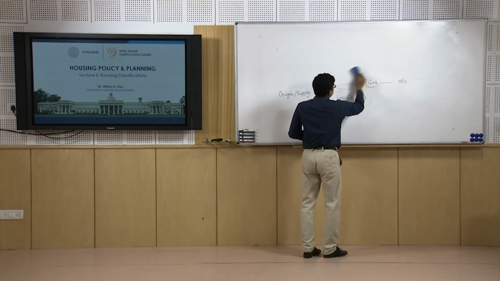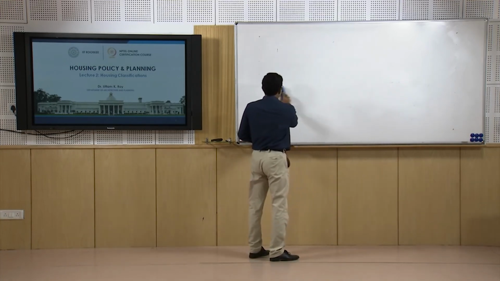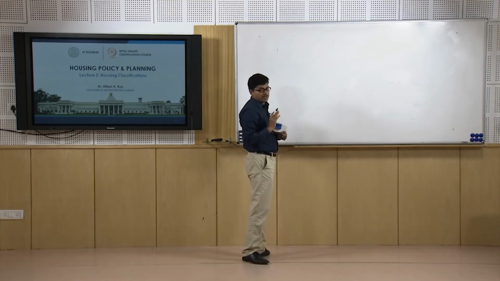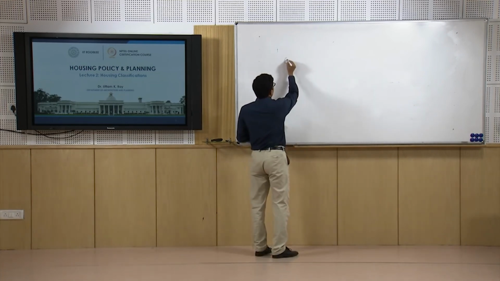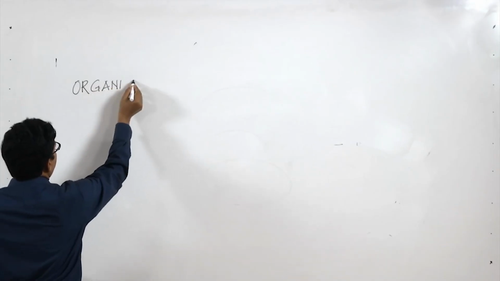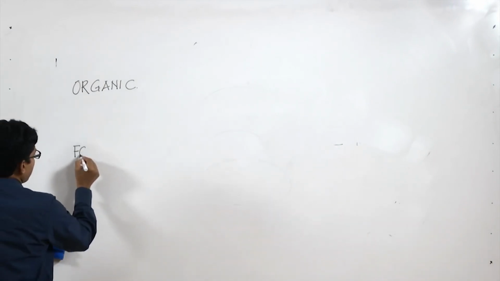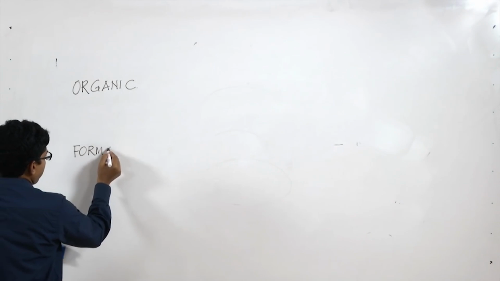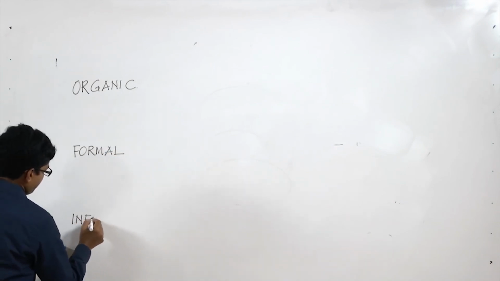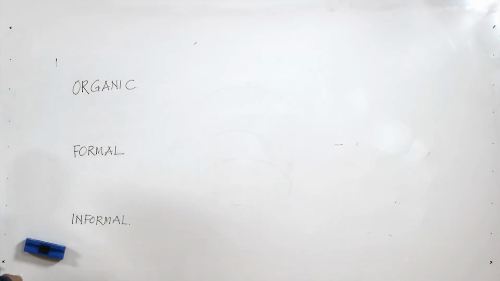Finally, we will see housing classification based on their origin or the supply. Now, from this perspective, there are three broad categories. The first is organic house, second is formal, and third is informal. Now, we take one by one.